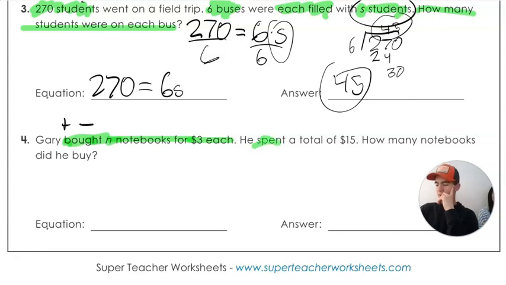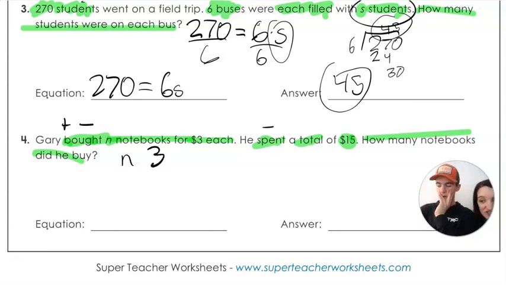And then he spent, which is another one, which almost always means subtract. He spent a total of $15. And then you got the question, how many notebooks did he buy? So let's write that all out. We've got the variable N. We don't know how many notebooks he bought, but each of them were $3. You notice that word, each. And then he spent a total of $15.